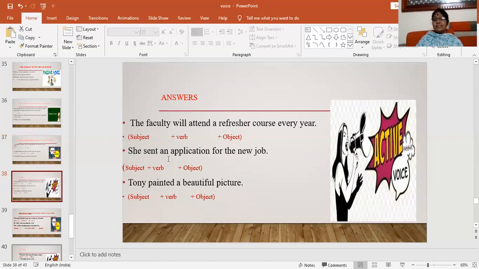She sent an application for the new job. Subject plus verb plus object. So if you keep this formula and work, you will be able to do it well. Now let us look at another sentence.